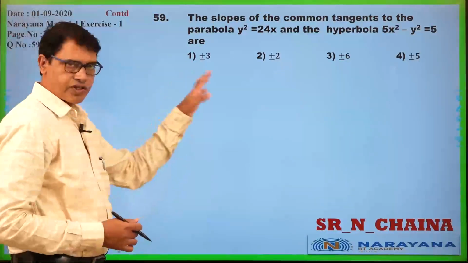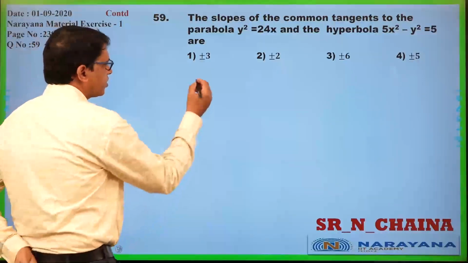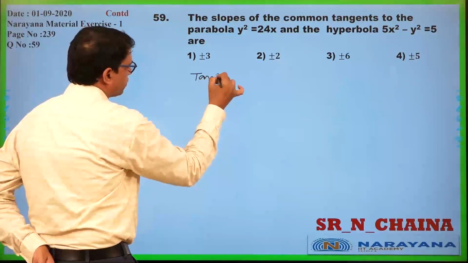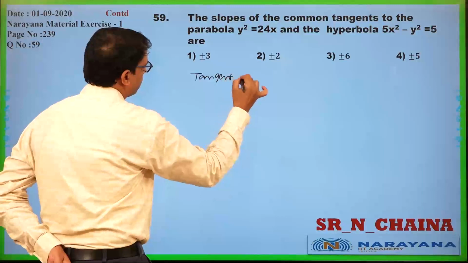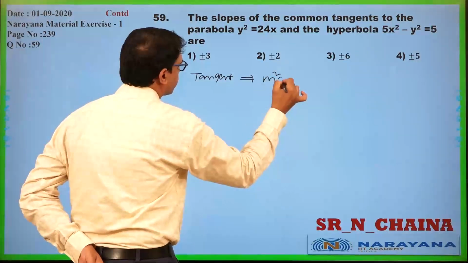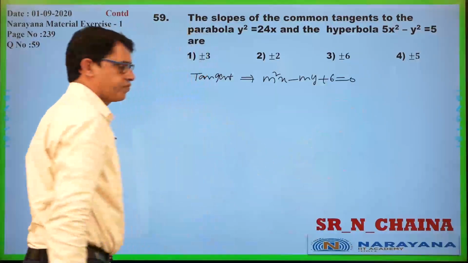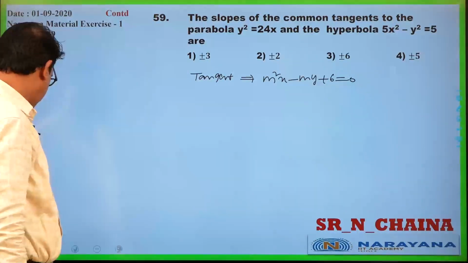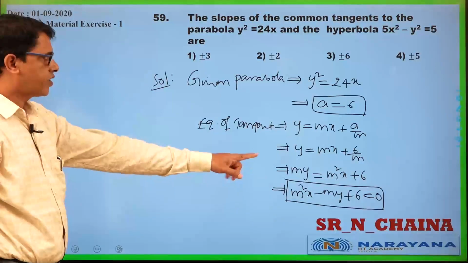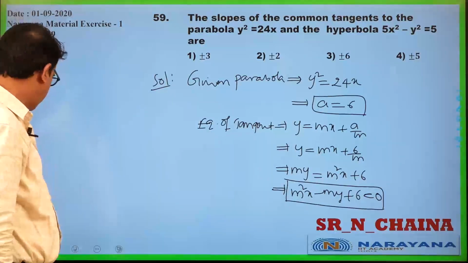I am writing tangent once again. So, what was a tangent? So, therefore, tangent implies m square x minus my plus 6 equals to 0.